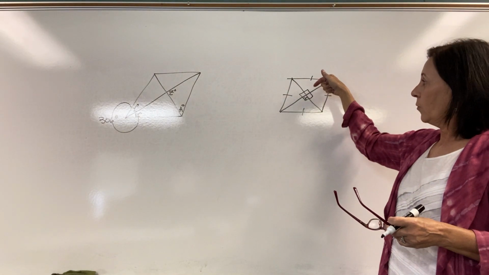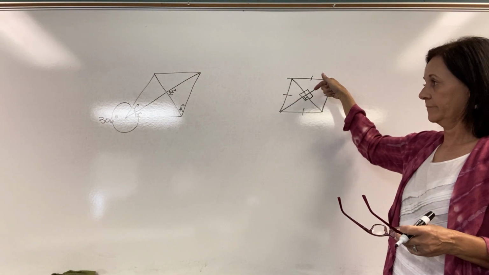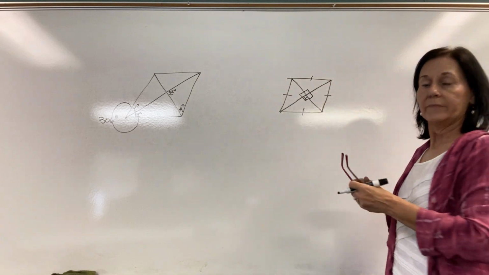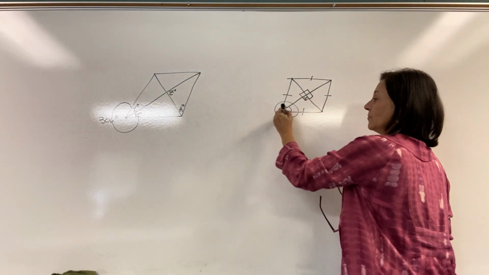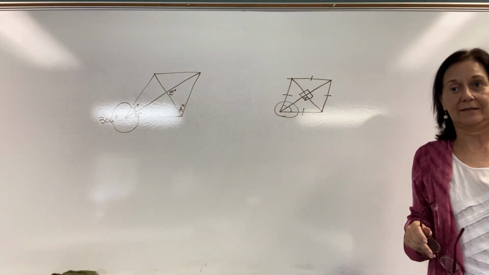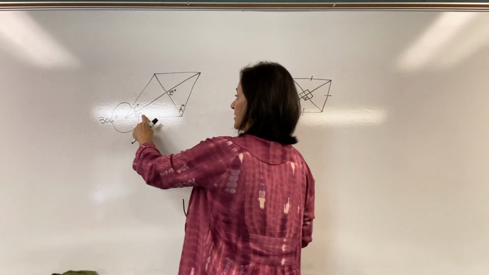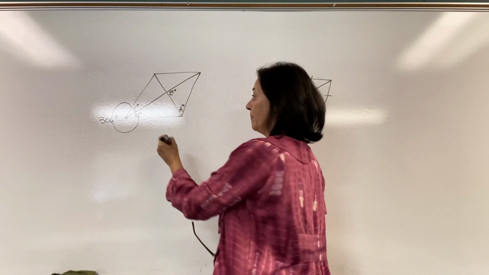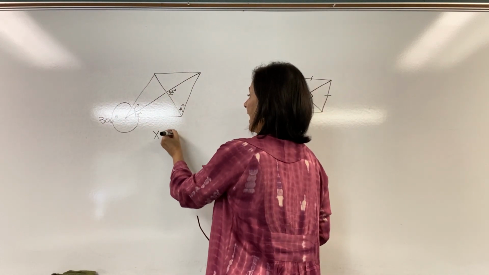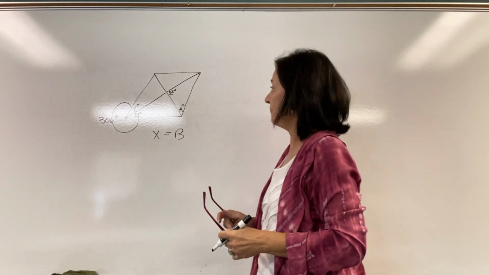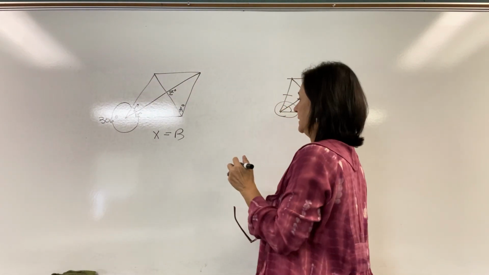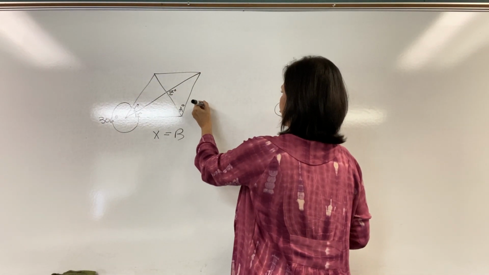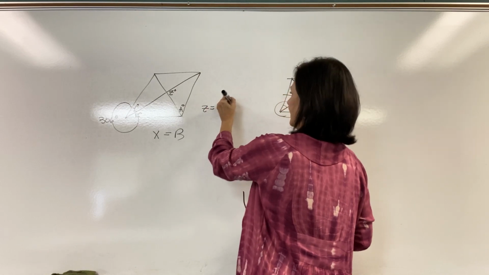Also, with a rhombus, because our sides are equal, this diagonal bisects that angle. That angle is bisected. All right, so x is going to equal b. The value of x is going to equal the value of b. Okay, so quickly, what's the measure of c? Z. 90 degrees. Z is 90 degrees. That's right.